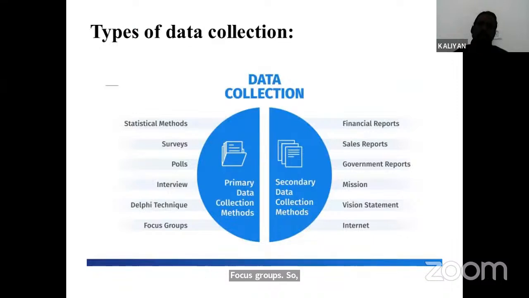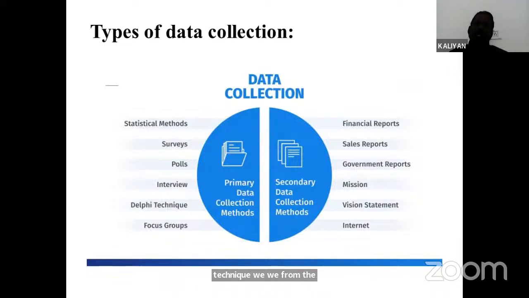Survey is census-type data. Polls are like in Twitter or social media, where we see a poll asking which one you support, like which political party you support. In the telephonic technique, we collect the data by telephone.